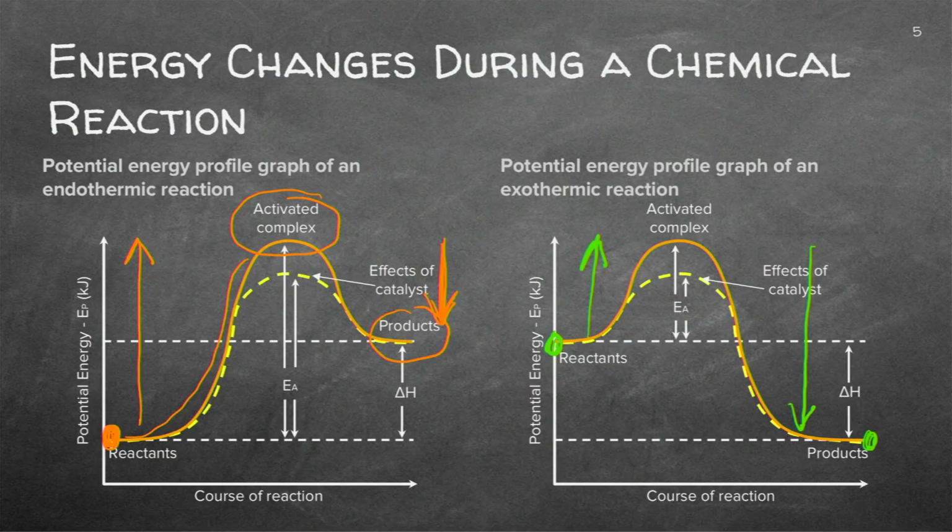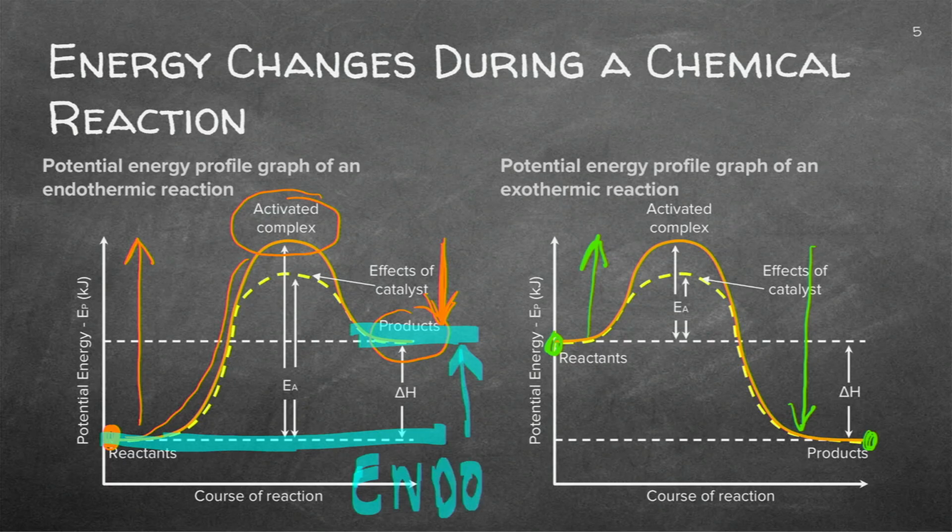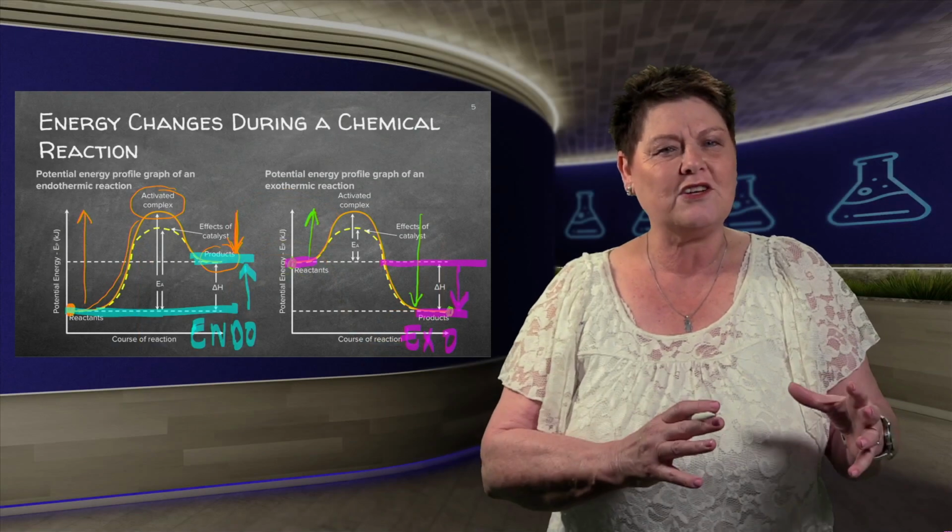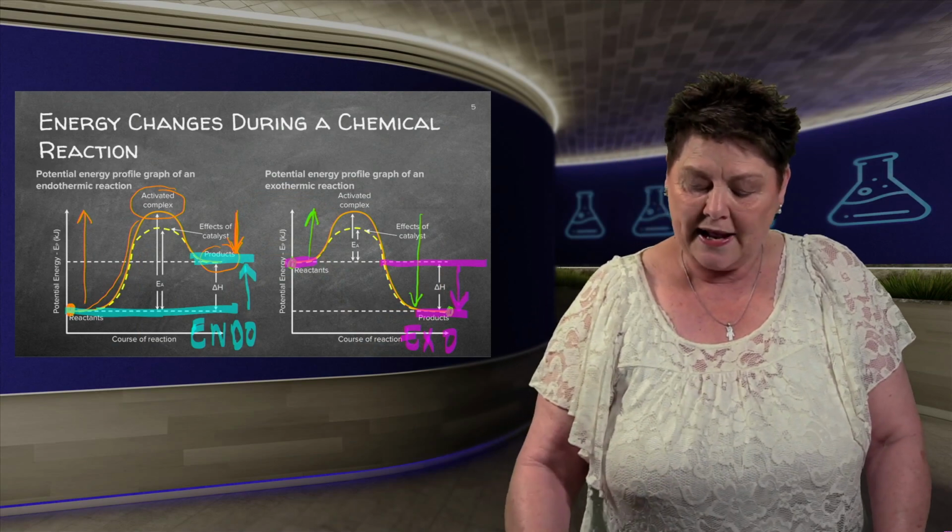Now we need to determine, it started here, it ended there. So I gained energy. So it's more energy in, therefore this is an endothermic reaction. On the other hand, I started there, I'm ending here. So you can see I've got less energy then, and this is therefore an exothermic reaction. You've done this in the previous grades and previous lessons, so go and have a look at that.